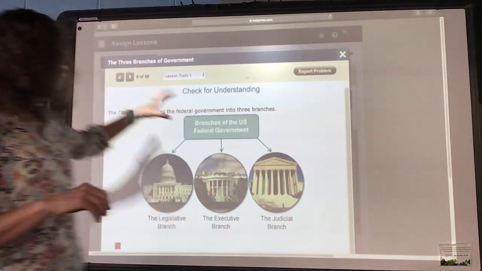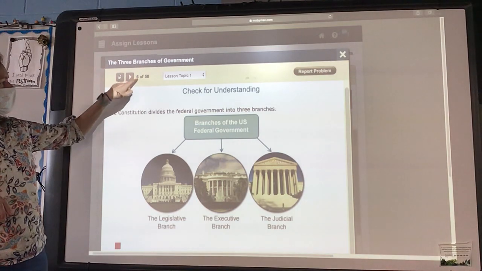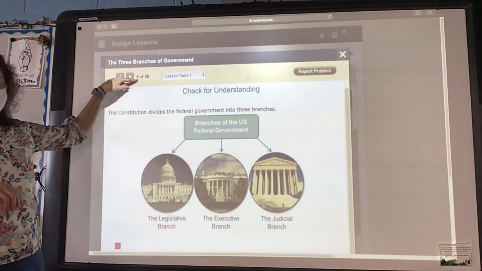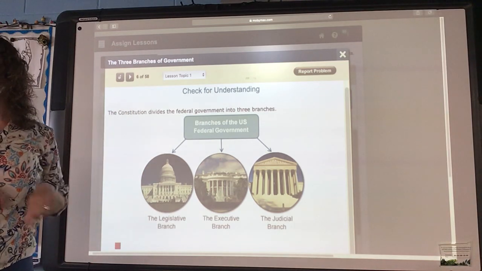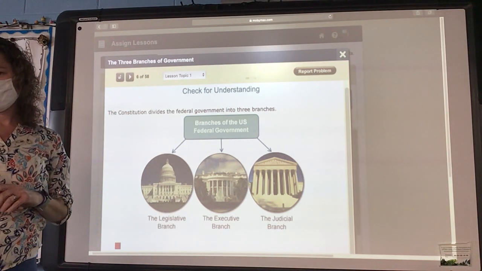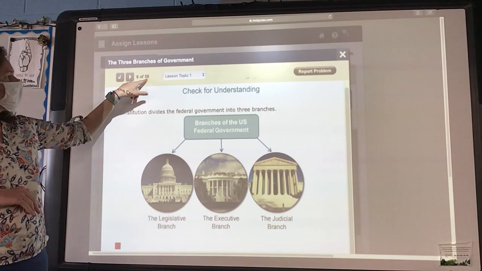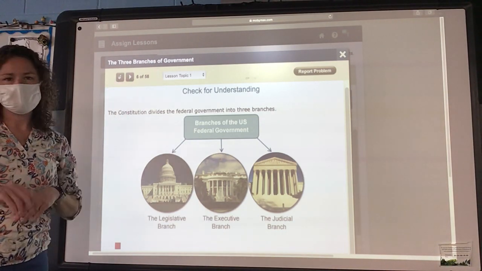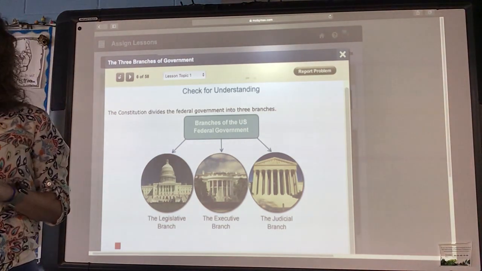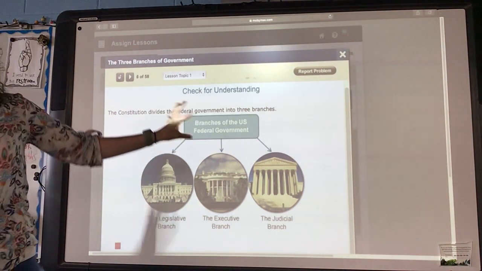Okay, so check up here. See these numbers? When you get to 16 of 58, you're going to do 16, and then you're going to stop, and we'll come back and we'll look at it again tomorrow. Okay? It says 49. Okay, so mine has 58, so you'll just stop at 16, and we'll see where we're at tomorrow, okay? All right, questions on this right now?